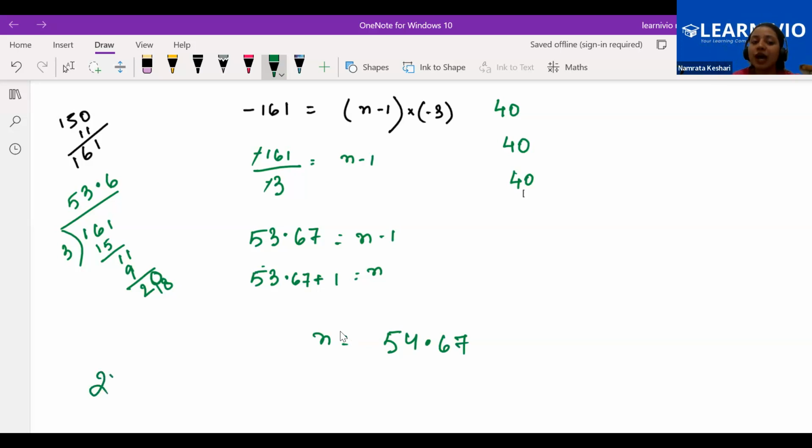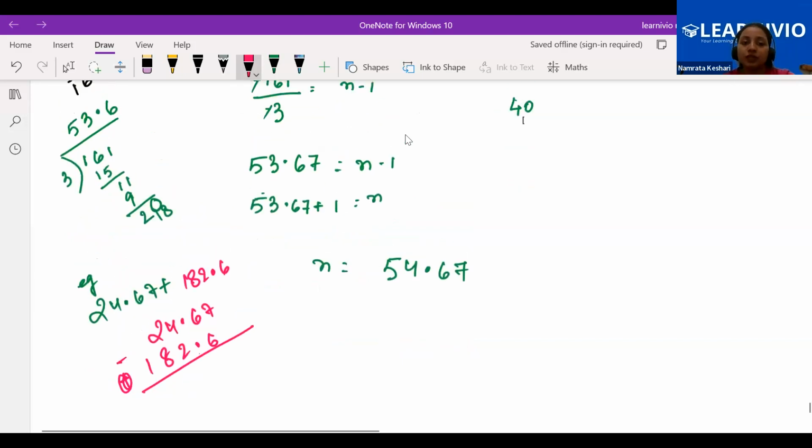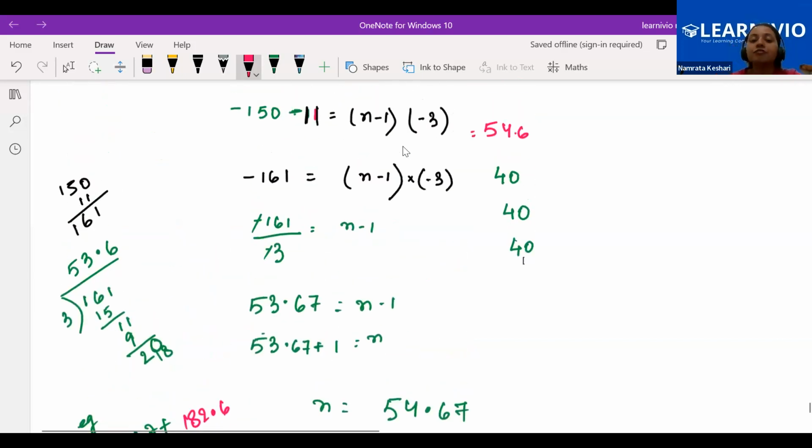That's why we say whenever we are having 24.67, for example, and if we have to add it with a different number, 182.6, then we will be writing decimal below decimal: 24.67 and below it we will write 182.6, decimal below decimal. That's how you have to do addition or maybe subtraction, whatever is there. So n value we are getting 54.67, 54.6, whatever.